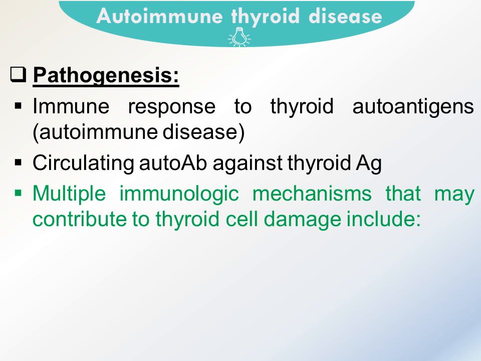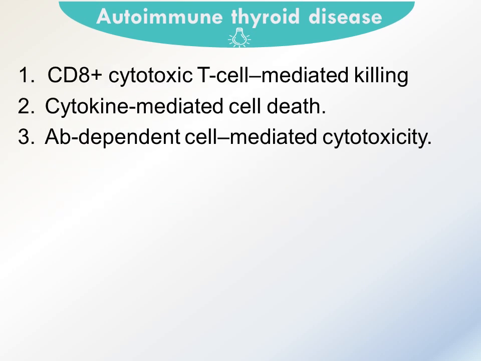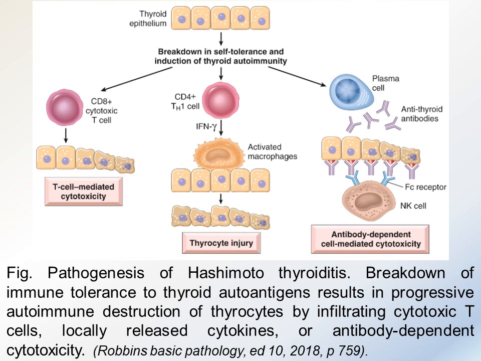Multiple immunologic mechanisms that may contribute to thyroid cell damage have been identified, including the following. First is the CD8 cytotoxic T-cell mediated killing, secondly is the cytokine mediated cell death, and the other mechanism is antibody-dependent cell-mediated cytotoxicity. This figure shows the pathogenesis of Hashimoto thyroiditis, as well as the multiple immunologic mechanisms that may contribute to thyroid cell death, and these include the CD8 cytotoxic T-cell mediated killing of the thyroid epithelial cells.